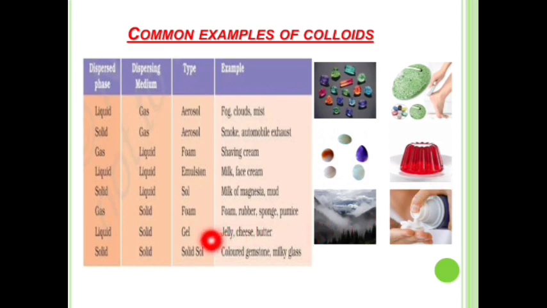Then another example is solid sol. Solid sol, in which both the dispersed phase and dispersion medium are solid in state. For example, colored gemstones or milky glass. These are the examples of solid sol. So you have to learn this table and their examples and types of colloids, and you can be asked various questions from these types of colloids, such as what are emulsions, what is the difference between sol and solid sol, what is the difference between fog and smoke, and so on.